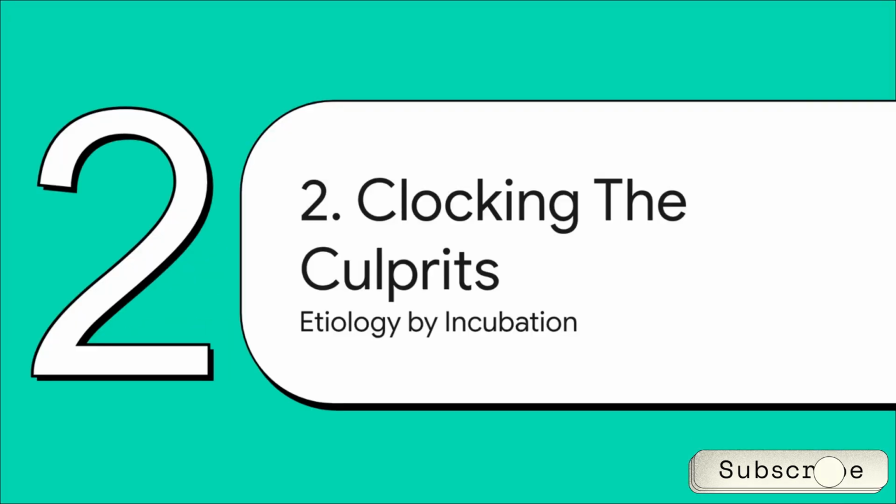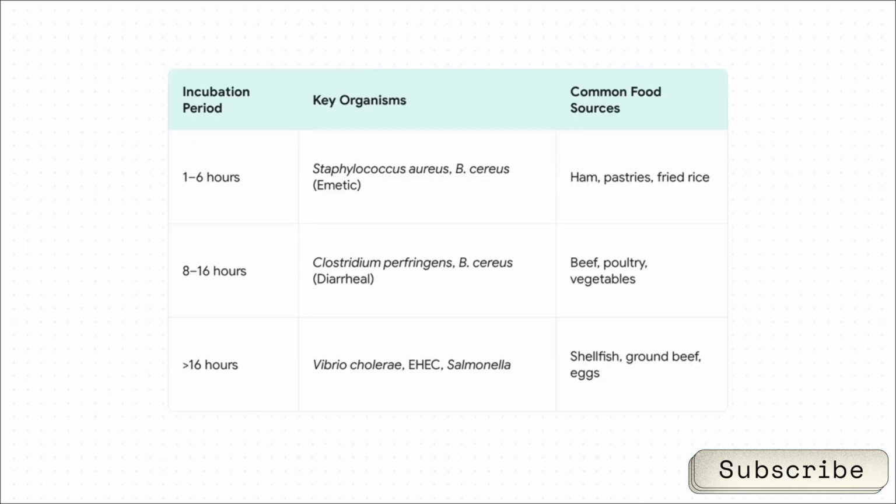All right, so how do we start narrowing down the suspects? Well, we've got a secret weapon, and it's the clock. Seriously, the single best way to approach this is by classifying the culprits based on one simple thing, the incubation period. You do that, and you're already halfway to solving the case. Think of this table as your ultimate cheat sheet. I'm telling you, the single most important clue in any food poisoning case is how much time passed between eating the food and getting sick. It lets you take this huge, scary list of potential bugs and shrink it down to just 2 or 3 likely suspects. So let's burn these 3 time frames into our brains.